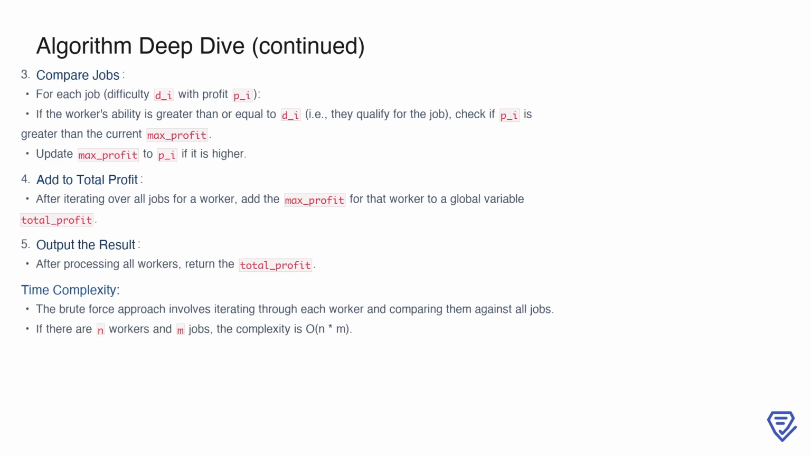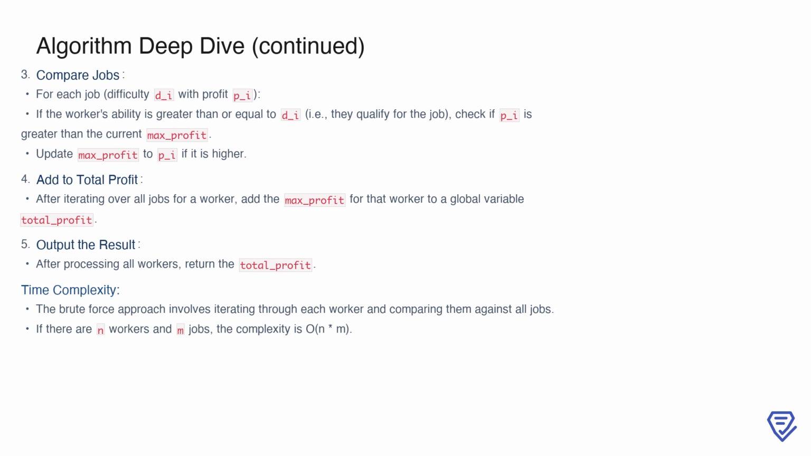For each worker, we compare their maximum ability with the difficulty of all jobs. Specifically, we check each job defined by its difficulty D_I and profit P_I. If the worker's ability is greater than or equal to the job's difficulty, it means they qualify for that job. In this case, we compare the job's profit with the worker's current max_profit. If the job's profit is higher, we update max_profit to this new value.